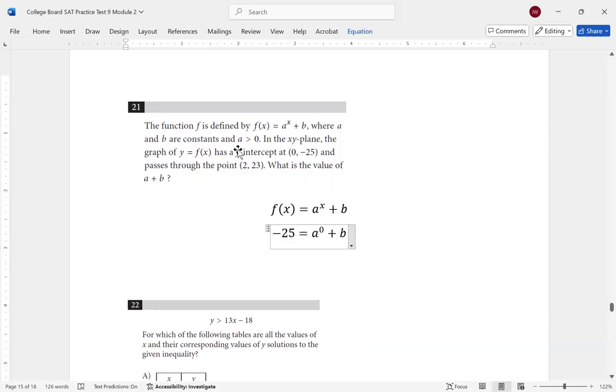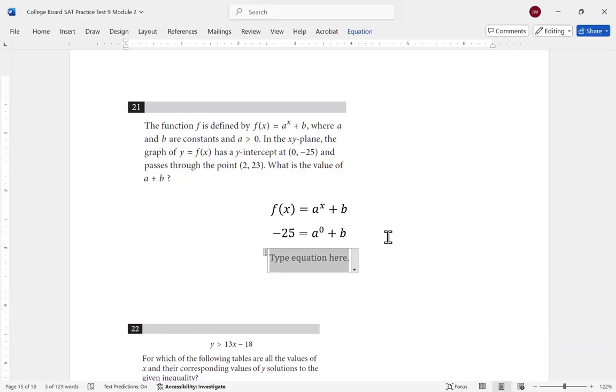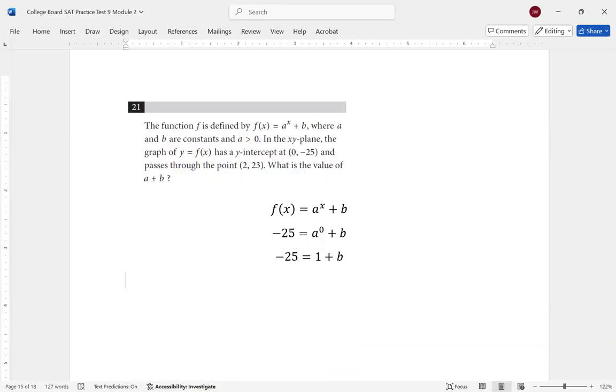Since a is a constant and a positive constant at that, a to the 0 is going to be 1. So negative 25 is equal to 1 plus b. Subtracting 1 from both sides gives a b value of negative 26. So now I know what the b value is. And I know that my function f of x is going to look like a raised to the x power minus 26.